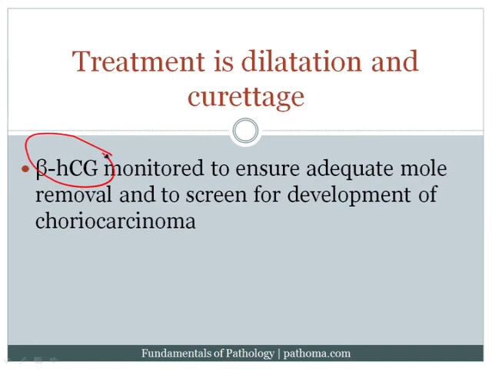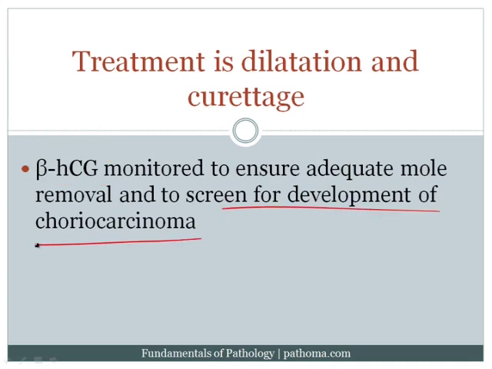And the beta-HCG is helpful because it helps to tell you that you removed the mole. So once you do the D&C and you pull away the molar tissue, you've now gotten rid of the mole, and so as you've gotten rid of the mole, the beta-HCG should also go down. So that's the way by which you ensure that there's adequate removal of the molar tissue. The other use for the beta-HCG is to screen for the development of choriocarcinoma.